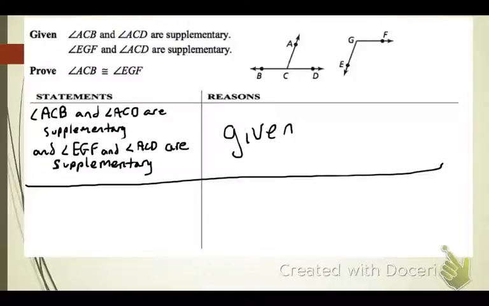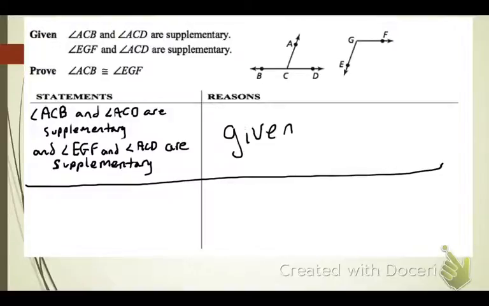Now I was talking about the power of these postulates and theorems we were looking at in this video. Here's an example. We could prove this by showing that ACB and ACD add up to 180 because they're supplementary. So do angles EGF and angle ACD, they add up to 180. We could set them equal to each other because they both add up to 180, subtract that they both have ACD in common, and then conclude that ACB is congruent to EGF.